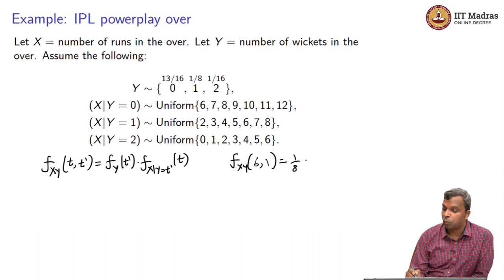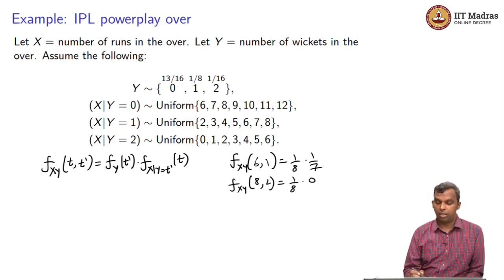Remember, this is uniform, so it will just be 1 by 7. Okay, so you will get some number here. On the other hand, if you were to do fxy of, let's say, 8 comma 2, I am going to get 1 by 8 times 0. So this will become 0. You will get different numbers of this sort.